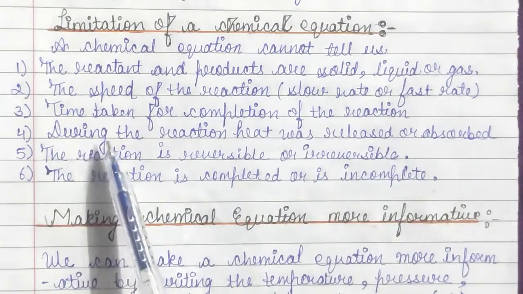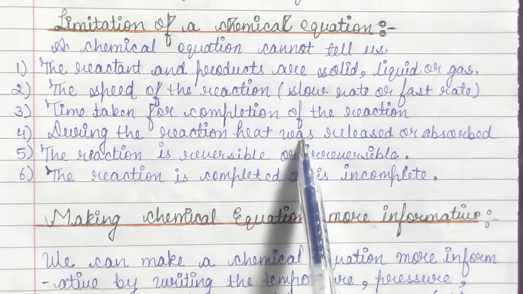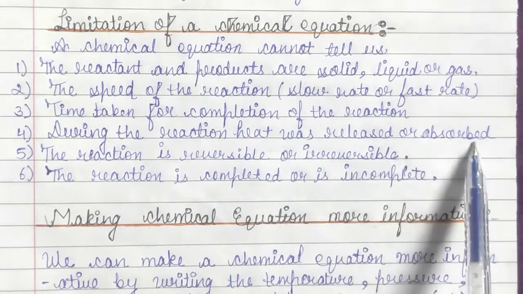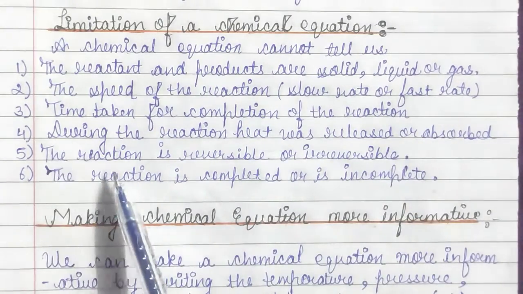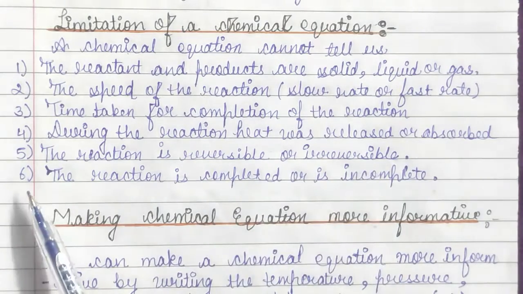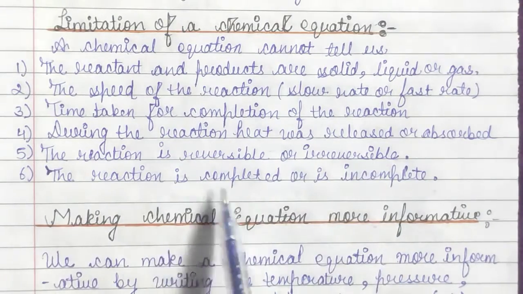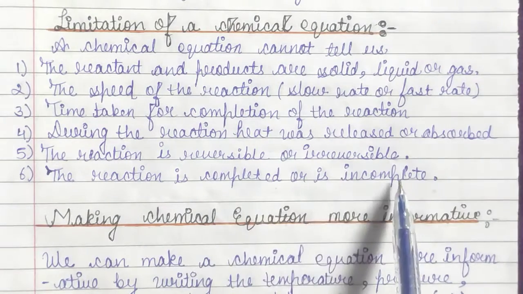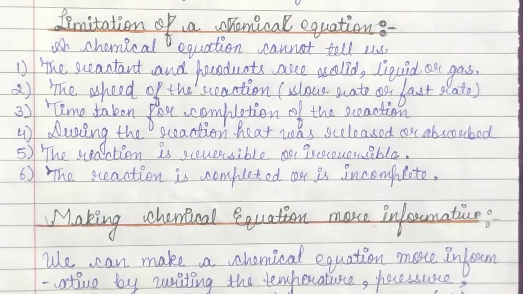Number 4, during the reaction, heat was released or absorbed. Number 5, the reaction is reversible or irreversible. Number 6, the reaction is completed or is incomplete.